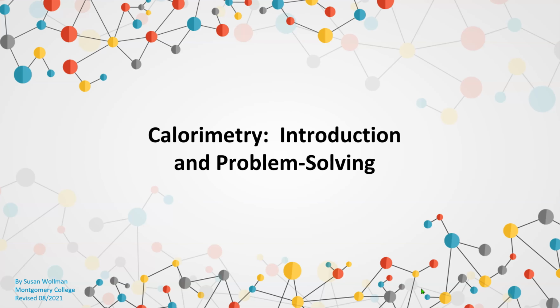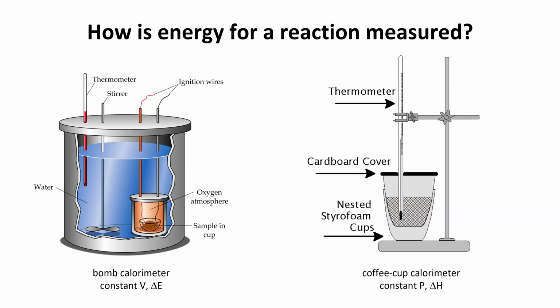So first off, we need to know what calorimetry is, and it's how we measure the heat or the energy for a particular reaction. And we have two main types that we're going to focus on. One is called a bomb calorimeter. That's the piece of equipment that we would use to measure things at a constant volume. So that's going to give us delta E information since the volume is not allowed to change.